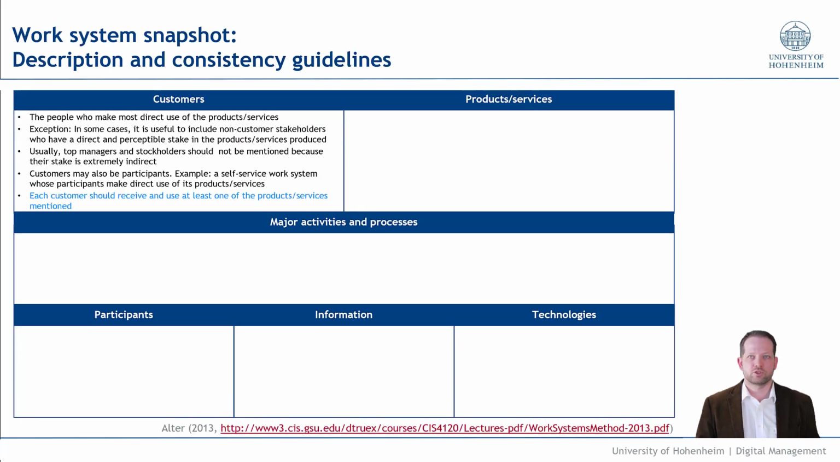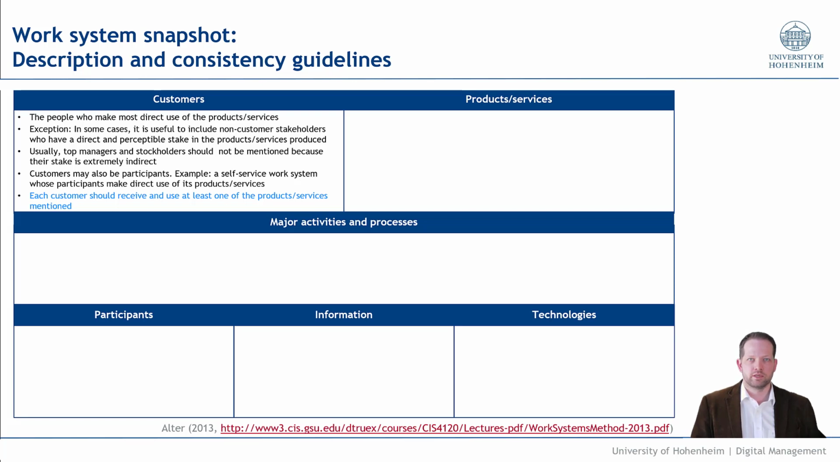Now, for modeling such a work system, there are some consistency guidelines and a description of what to look out for. If you think about the customers, then these should be the people who make most direct use of the products and services. In some cases, it's also useful to include non-customer stakeholders who have a direct and perceptible stake in the products and services produced. We saw in the HR example the larger organization as customer, not as a direct customer, but as an indirect customer. But usually top managers and stockholders should not be mentioned because their stakes are extremely indirect.